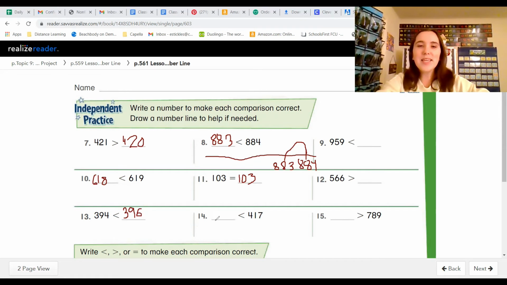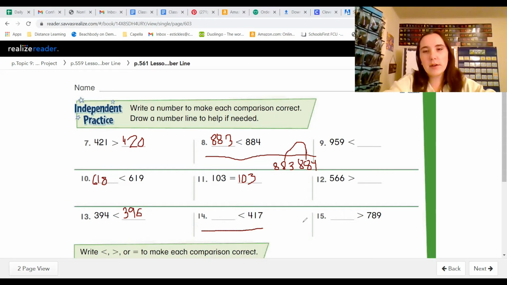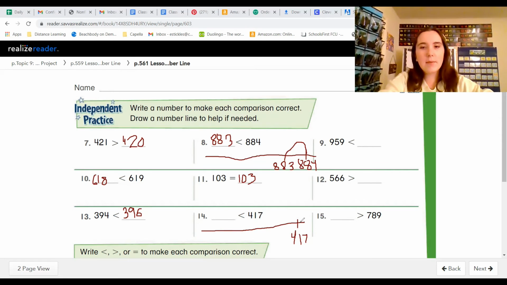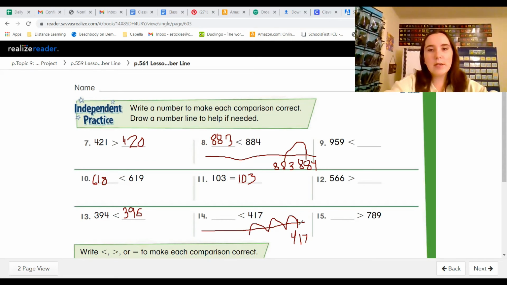Look at number 14. It says some number is less than 417. See what number you can come up with and then come back to me when you have one. Okay, so I'm going to draw a quick number line here. My bigger number is 417, so I'm going to put it down at this end. For this one, I'm going to get real crazy, friends. I am going to count back 3 jumps. So 1, 2, 3, and that's going to be the number I pick. So I'm going to count back here. 417 minus 1, 416, minus 1, 415, minus 1, 414. That's going to be the number I'm going to pick for my comparison.